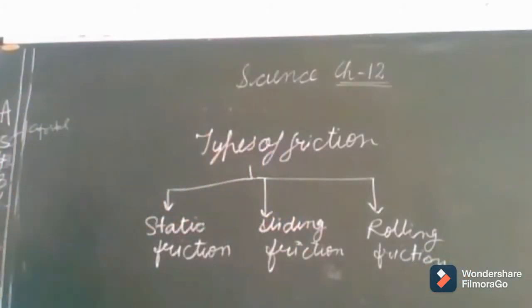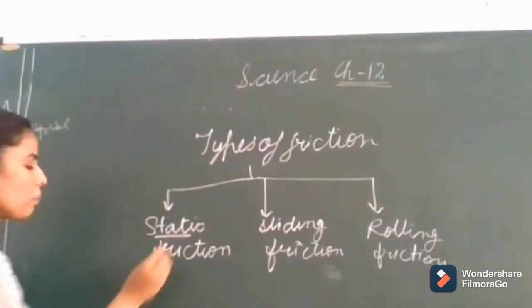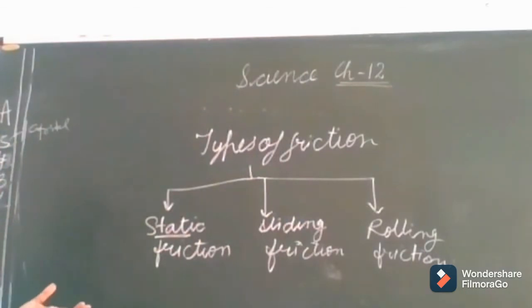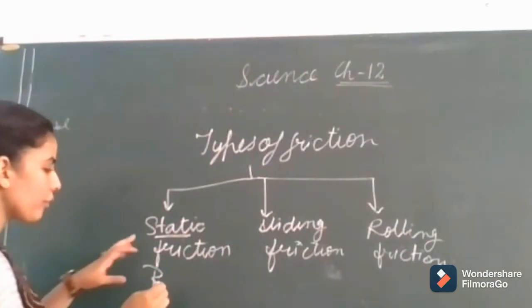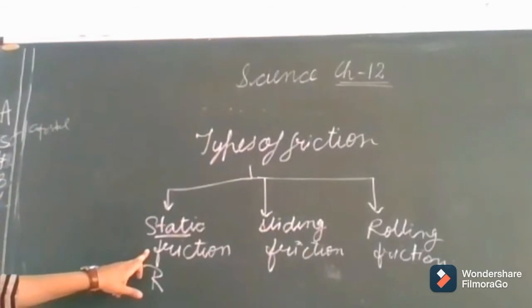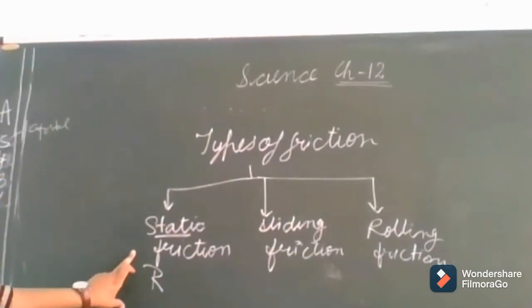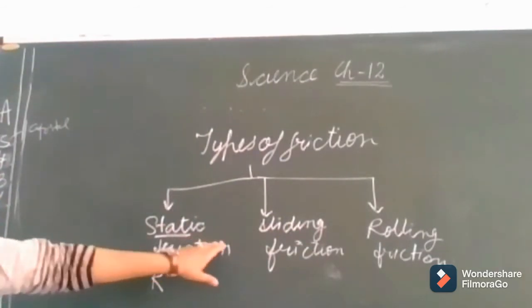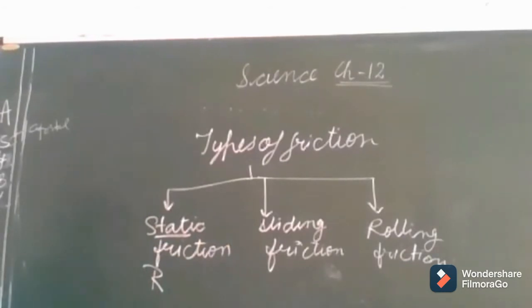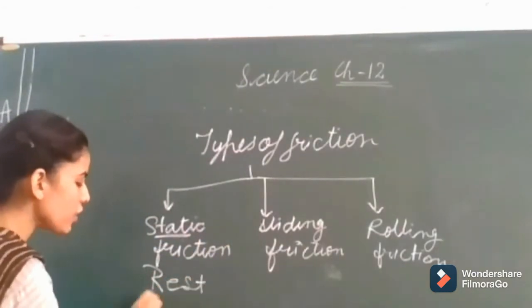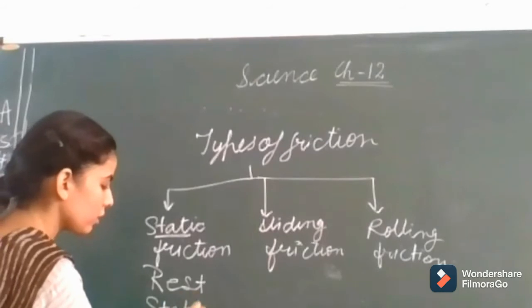Here static means that the body is stationary. That means the friction that will act when the body is at rest, we call it static friction. Or any stationary object we are taking.